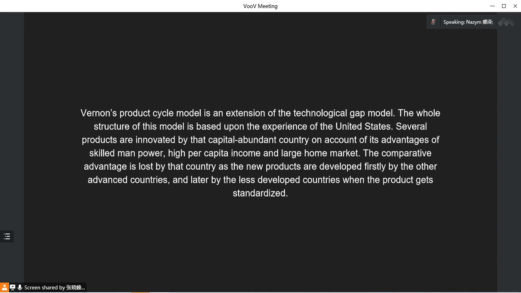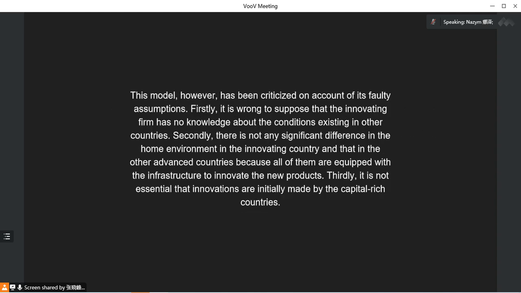And the last one about this model: however, it has been criticized on account of its faulty assumptions. Firstly, it's wrong to suppose that the innovating firm has no knowledge about the conditions existing in other countries. Secondly, there is not any significant difference in the home environment in the innovating country and that in the other advanced countries, because all of them are equipped with the infrastructure to innovate new products. Thirdly, it's not essential that innovations are initially made by the capital-rich countries. That's all.